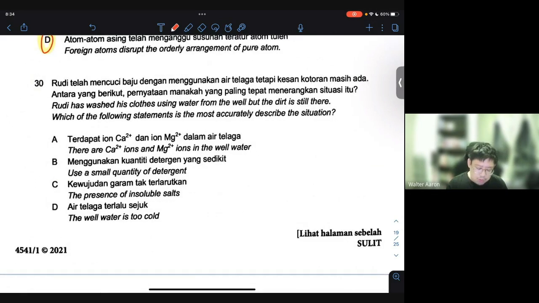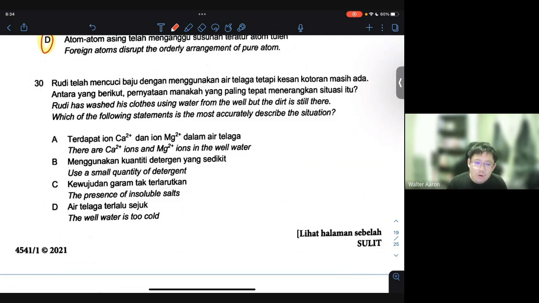30. Rudy has washed his clothes using water from the well, but the dirt is still there. Which of the following statements most accurately describes the situation? They didn't actually mention a lot of details. Supposedly they're supposed to tell you that Rudy washed the clothes with soap or detergent, but they didn't. They just say Rudy washed the clothes only with water. So how am I supposed to know whether the soap is not there? Supposedly we should say that there's no soap there, but you can't use that.